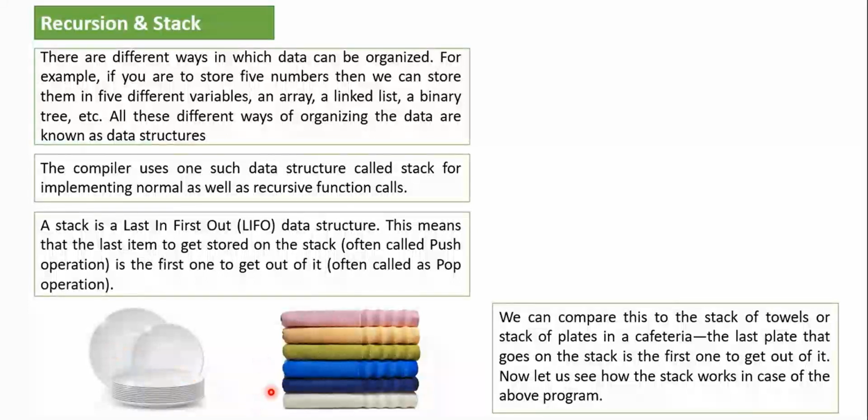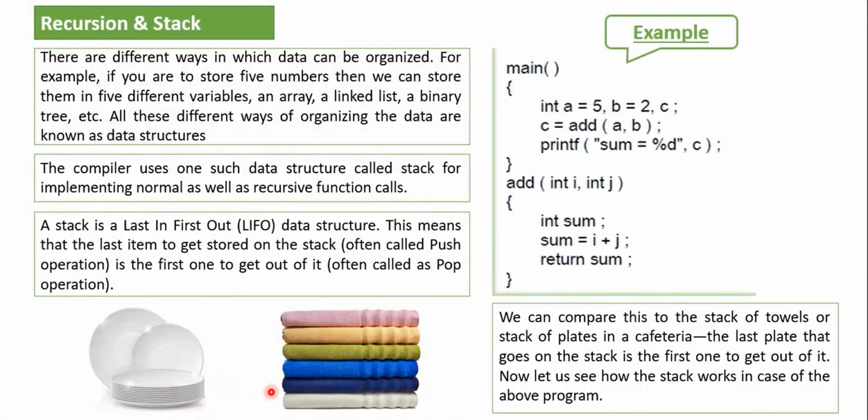Now let us see how the stack works in the case of the above program. Let's consider this program. We have a main function in which we have the values of a and b as 5 and 2, and in C we have a function for add in which the 2 parameters are passed, and at the end we are returning the sum of the 2 numbers.